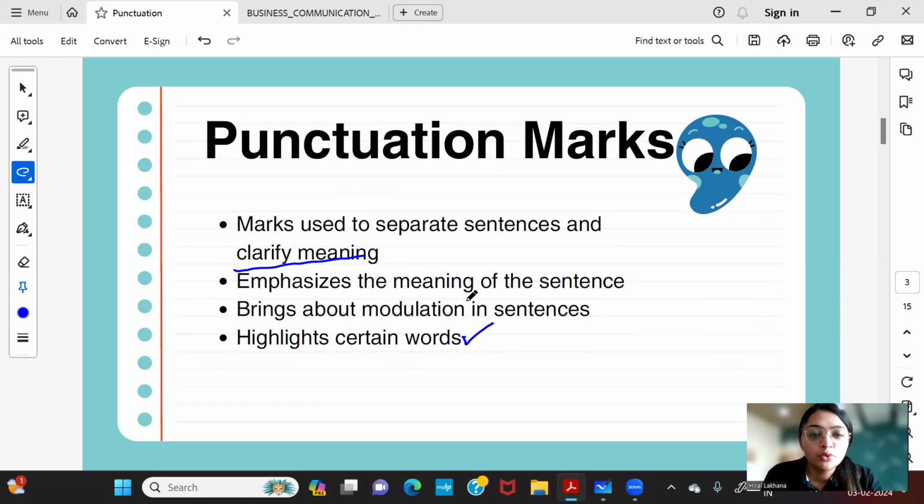As we all know, there are multiple punctuation marks. To begin with, we have the full stop, comma, exclamatory mark, question mark, semicolon, colon, apostrophe, and the hyphen. In today's class, we will be going through each punctuation one by one.